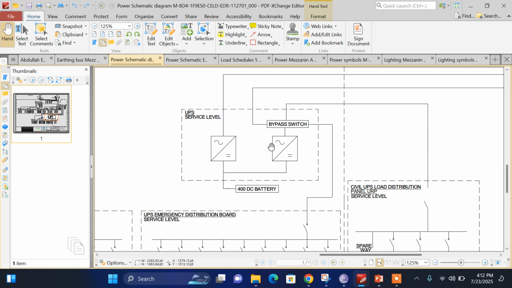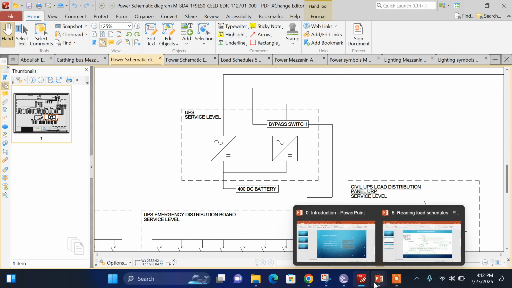So this is how a load schedule, a single line diagram is read.